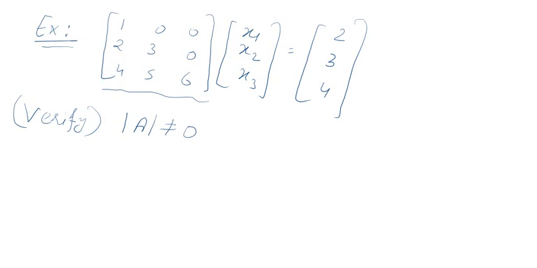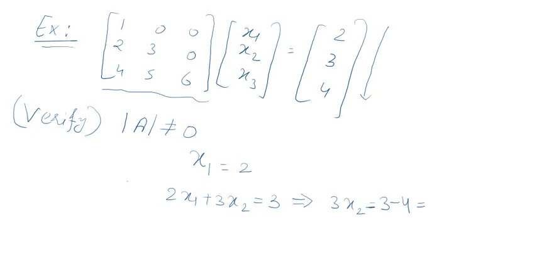Now to solve this system, you can start from the first equation and go till the last. That's what we call forward substitution. From the first equation, you get x1 equals 2. The second equation is 2x1 plus 3x2 equals 3. You use that the x1 value is 2, so 2 into 2 is 4. So 3x2 equals 3 minus 4, that is minus 1. So this implies x2 equals minus 1 by 3.